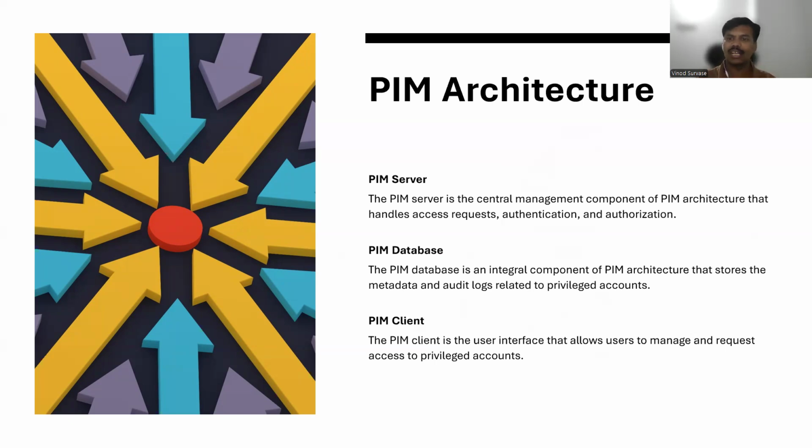So the PIM server is the centralized management component of the PIM architecture that handles access requests, authentication, and authorization. The database is an integral component of the PIM architecture that stores the metadata, audit logs, and related privileged accounts, right? And the PIM client is the user interface that allows end users to manage requests for access of the privileged accounts, right? So this is going to give us the complete capability as PIM is the service and it has a backend architecture that is going to be helping and managing everything for us, right?